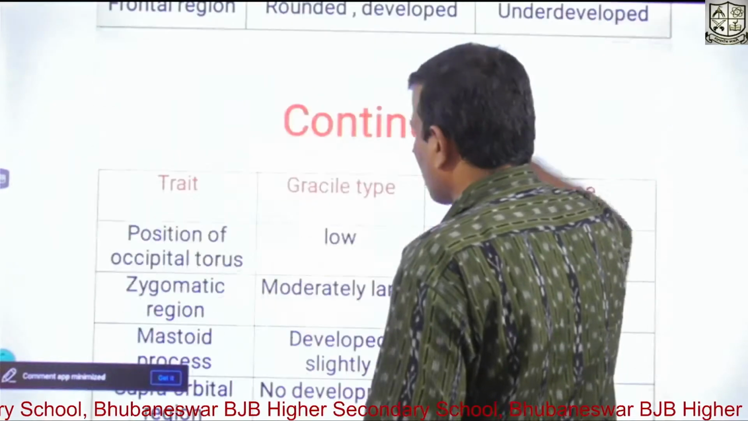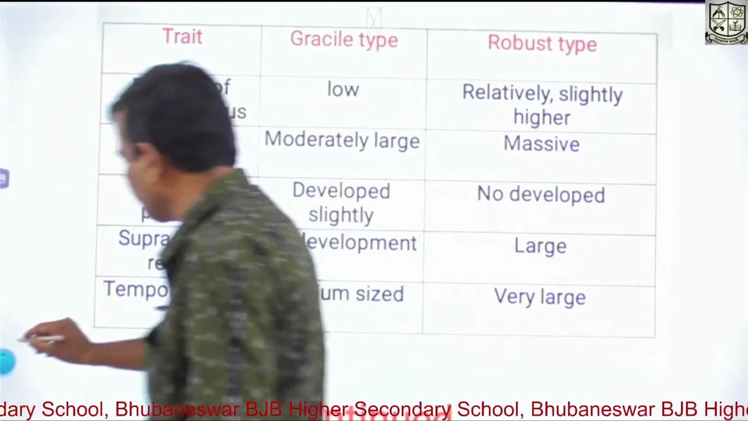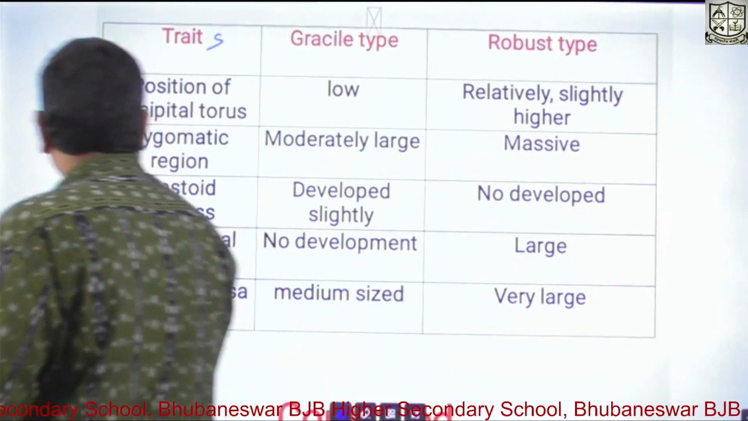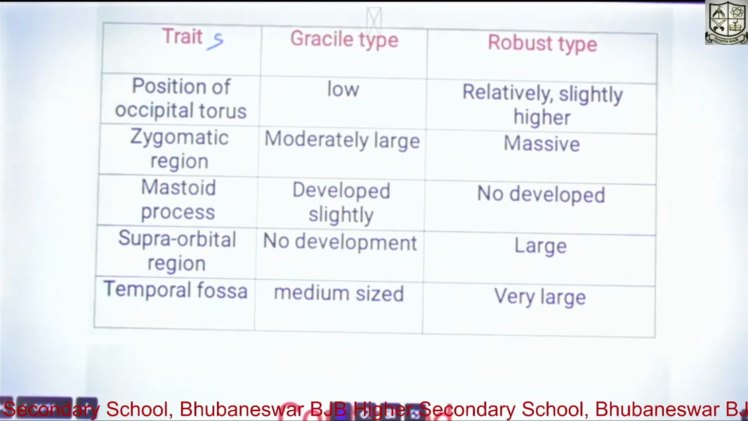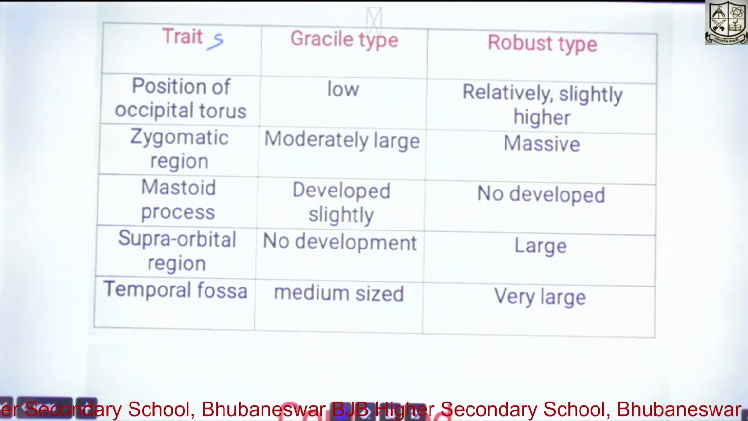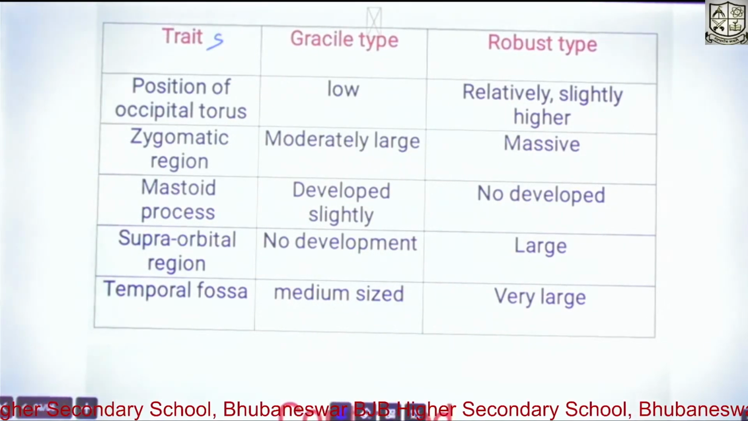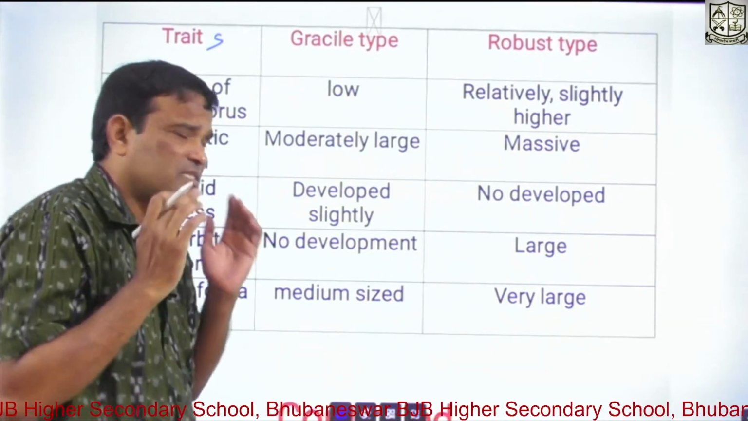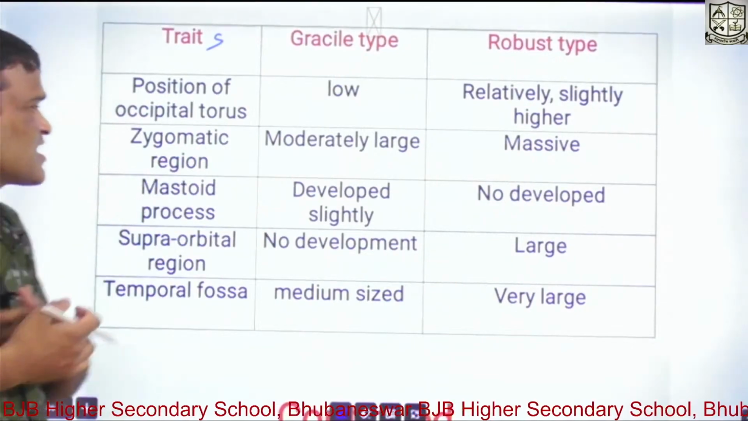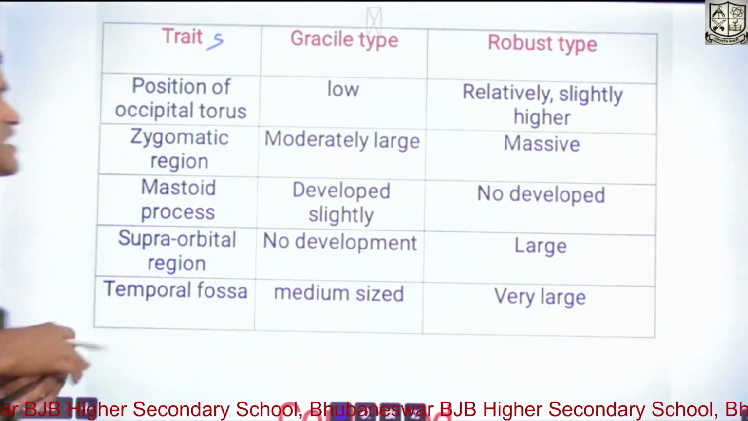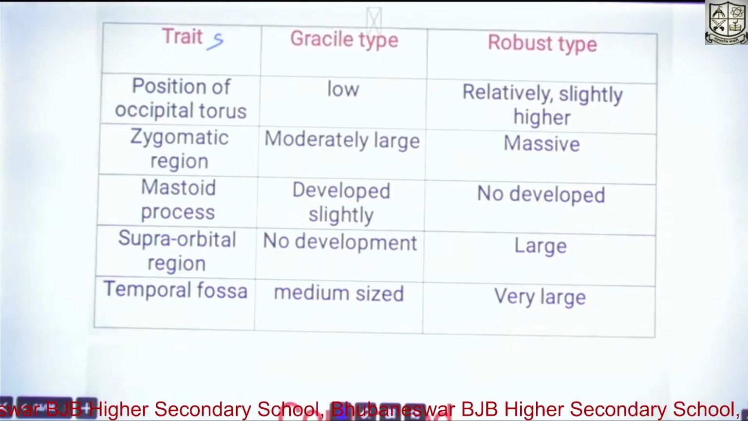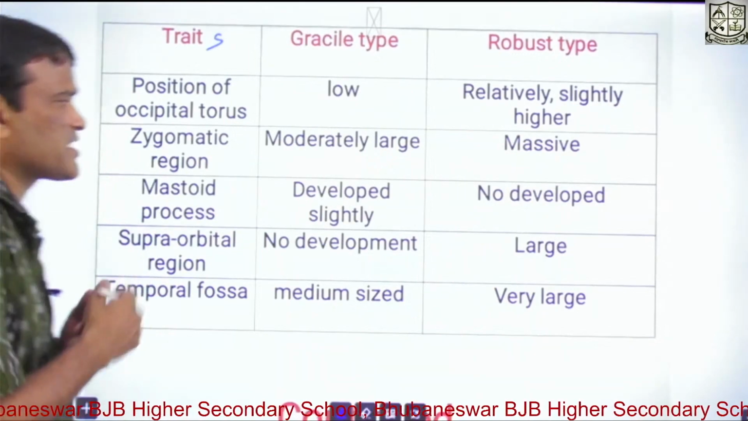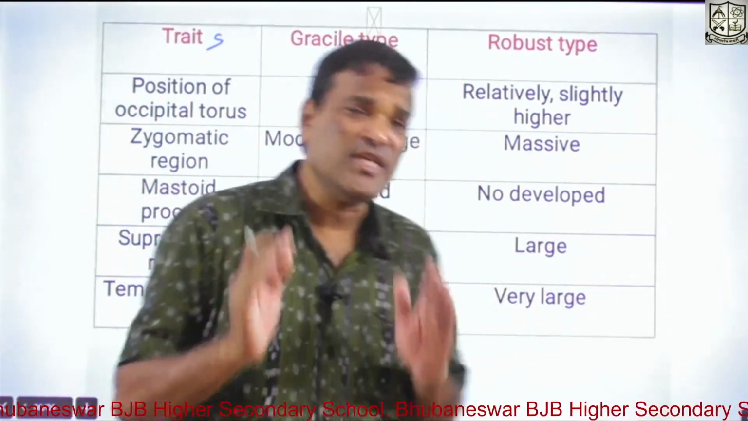Another character trait is the position of the occipital torus, which is low in the glacial type and relatively slightly higher in the robustus type. The zygomatic region is moderately large in the glacial type and massive in the robustus type. The mastoid process found in the skull is slightly developed in the glacial type and not developed in the robustus type.